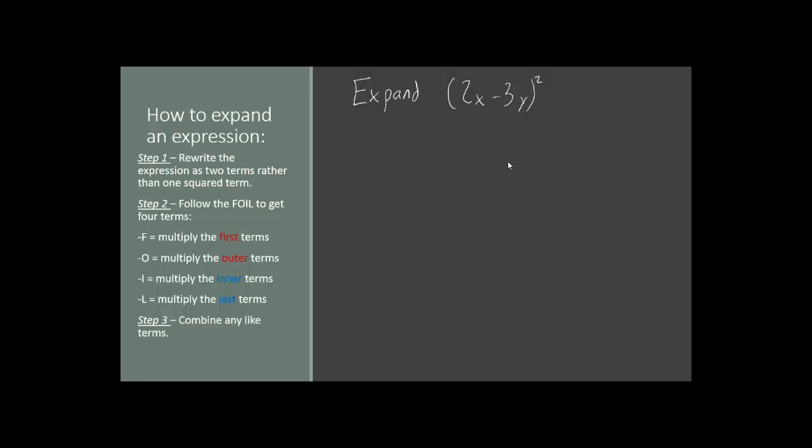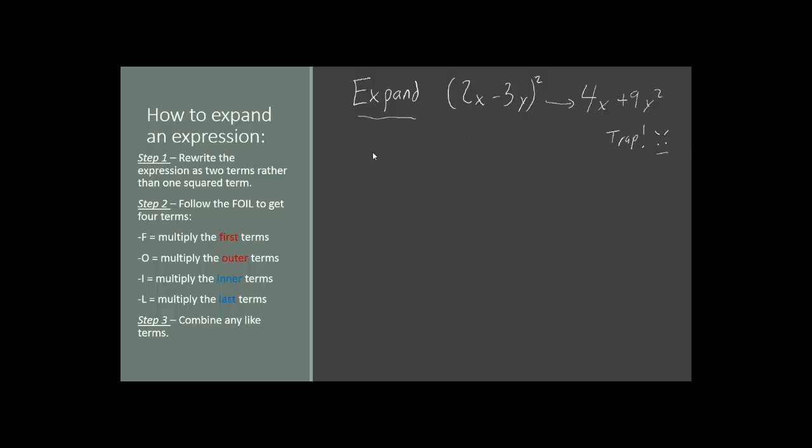So the problem I've given you here is to expand 2x minus 3y, the quantity squared. Now, if you didn't know the FOIL method, here's what you might be tempted to do. You may be tempted to say, well, 2 squared is 4, x squared is x squared, negative 3 squared is 9, and y squared is just y squared, but that's a trap. You don't want to do anything like this.